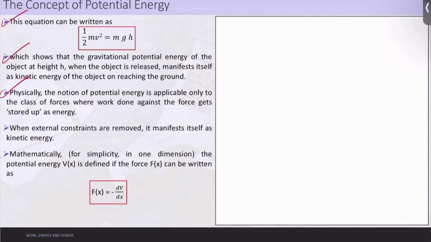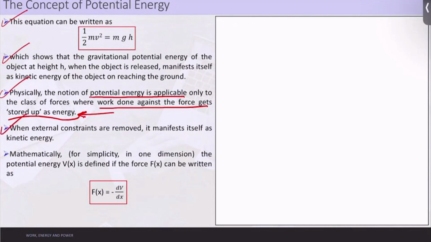Next thing is, physically the notion of potential energy is applicable only to the class of forces where work done against the force gets stored up as energy. This is a very important line: we can find the potential energy of some force F only and only when the work done against the force gets stored up. So if there is a way in which the body can store that energy, then and only then we can use the concept of potential energy, otherwise we cannot.